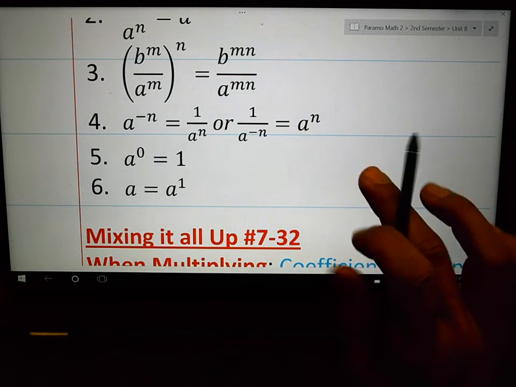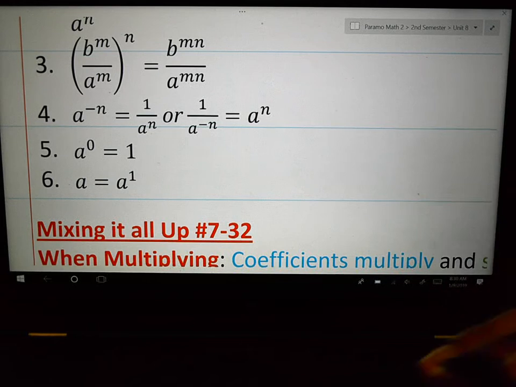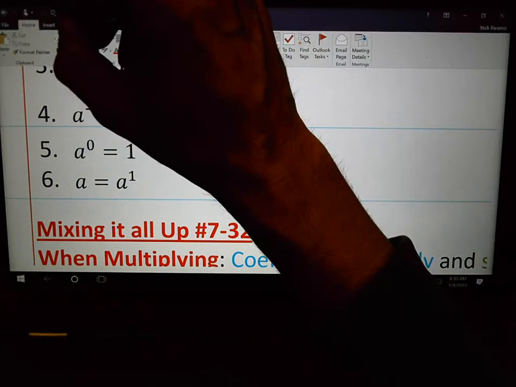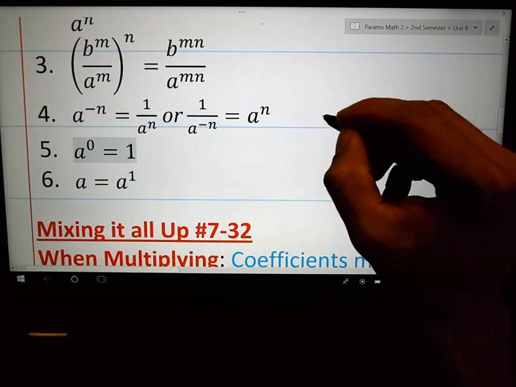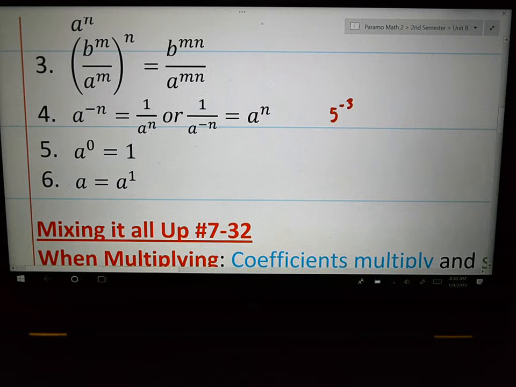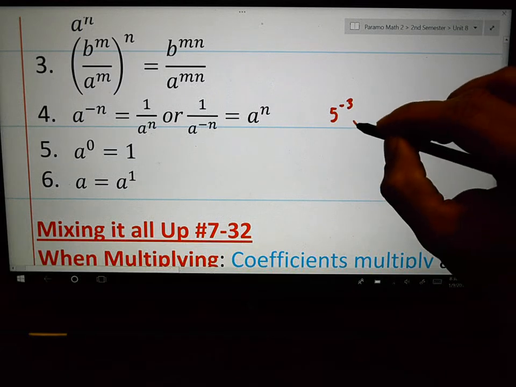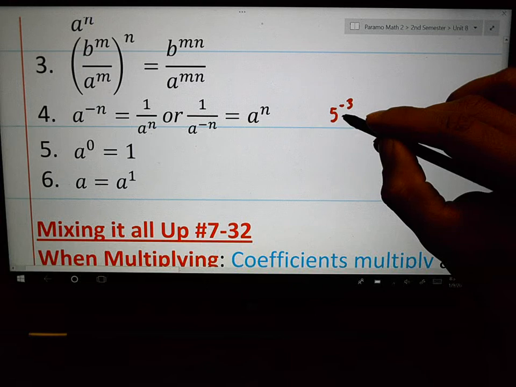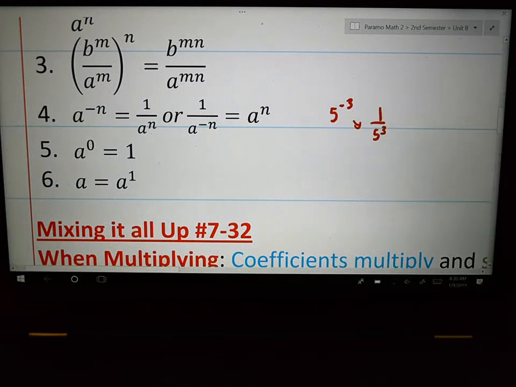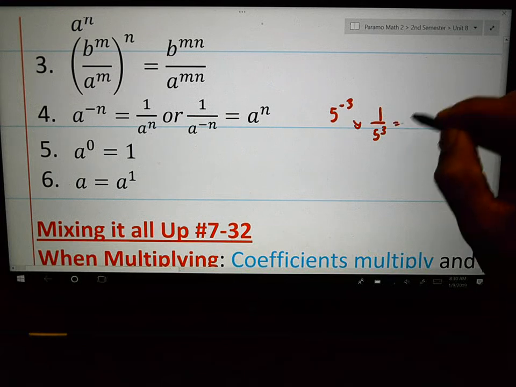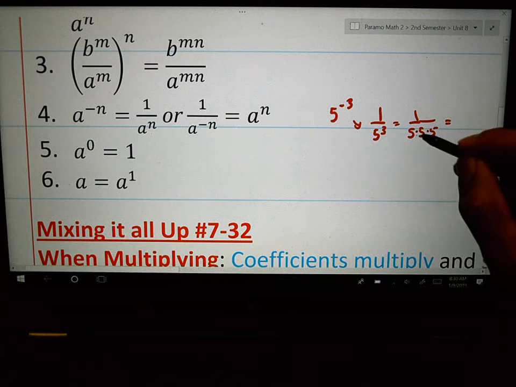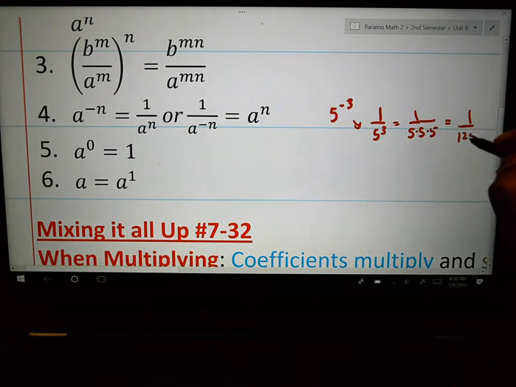It's the opposite of. If you need to see it with numbers, 5 to the negative third is the same thing. Instead of 3 groups of 5 multiplying, we have 3 groups of 5 dividing. The easiest way to write that is in the denominator. And then we have to figure out what 5 times 5 times 5 is. 5 times 5 is 25. 25 times 5 is 125. That's how it would work.